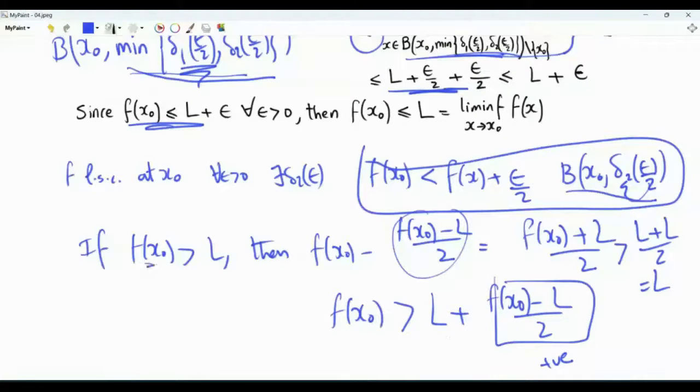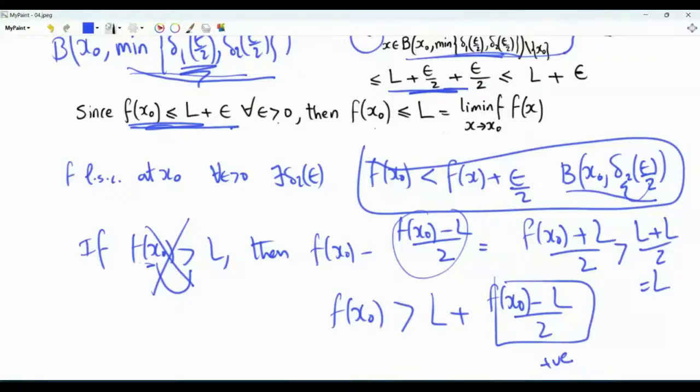So what do we have? If f of x0 is indeed strictly greater than L, then there is a positive epsilon, which is given by (f of x0 minus L)/2, such that f of x0 is strictly greater than L plus this positive quantity. But this contradicts the fact that f of x0 is less than or equal to L plus epsilon for every strictly positive epsilon. So this is wrong, and it must be the case that f of x0 is less than or equal to L. And what is L? It is just the limit infimum.